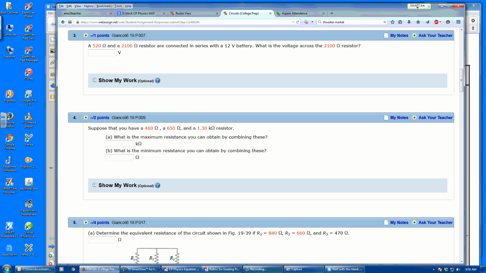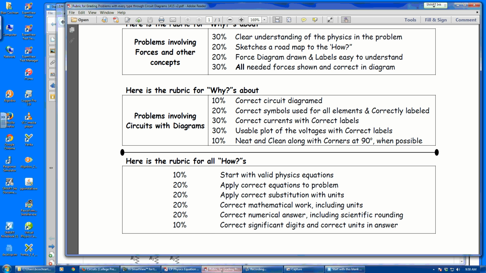So we got number 3 here, where we have these 2 resistors, and they're in series with the 12-volt battery, and they want to know the voltage across one. This is one of ours that takes a full circuit diagram, circuit plot, all of that stuff. So you should be looking at the rubric here, the newest one that came out, with the 5 parts that go into your grade for the Y. All right? So make sure you do look at that.